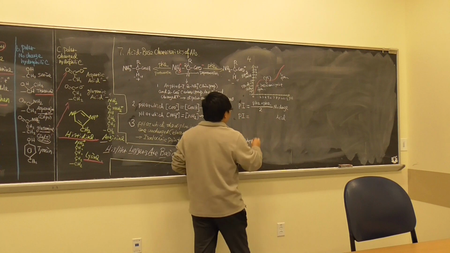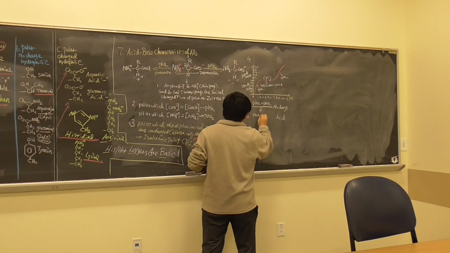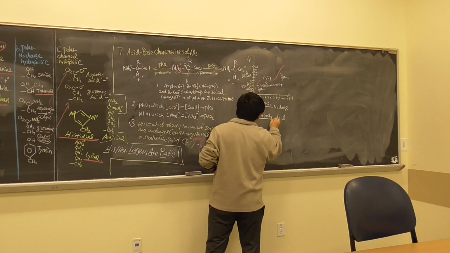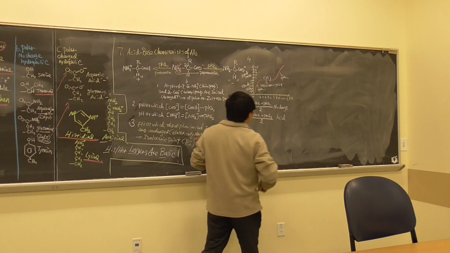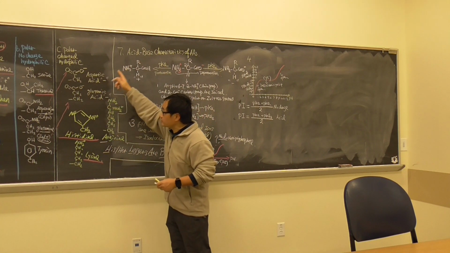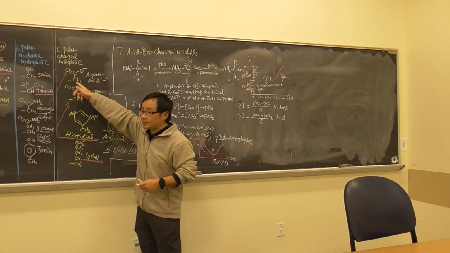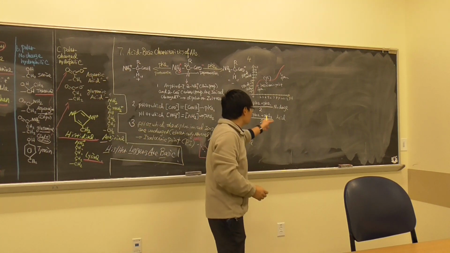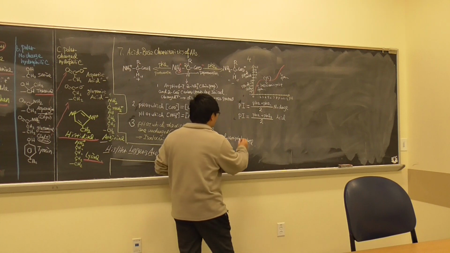What we should do is add pKa1 and pKa3 and divide it by 2. Now what is the pKa3? Because aspartic acid and glutamic acid have charged side chains, that's why they have a pKa3 value. This is a fixed value in the table.